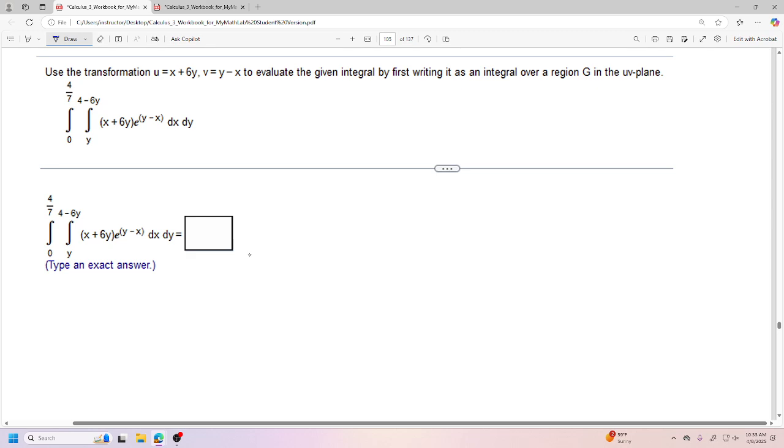So one of the things that we need to do is first off, kind of draw where this is and see what's going on with the region, I guess you can say. We need to convert the region. So this is what we have right now. I have x is equal to y, and x is equal to 4 minus 6y. Just looking right there. And then I have y is equal to 0, and I have y is equal to 4/7. So those are my limits from the integral.